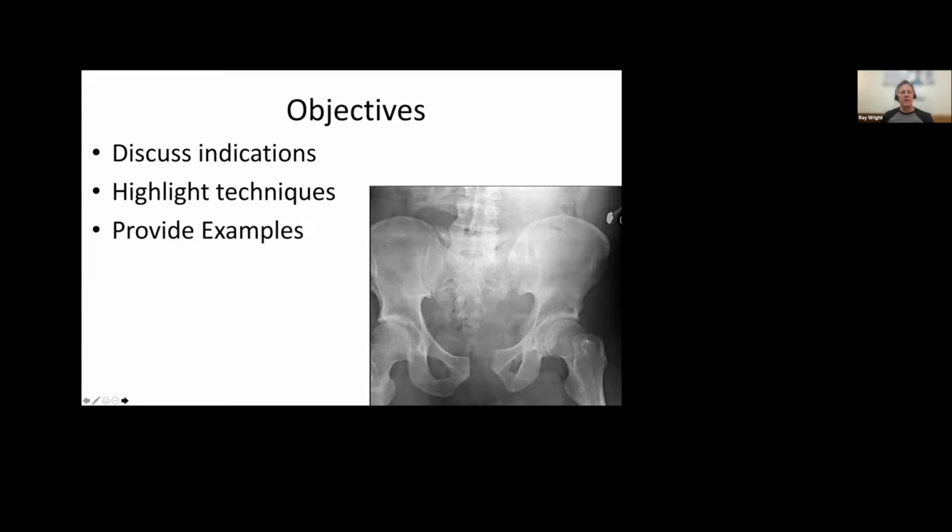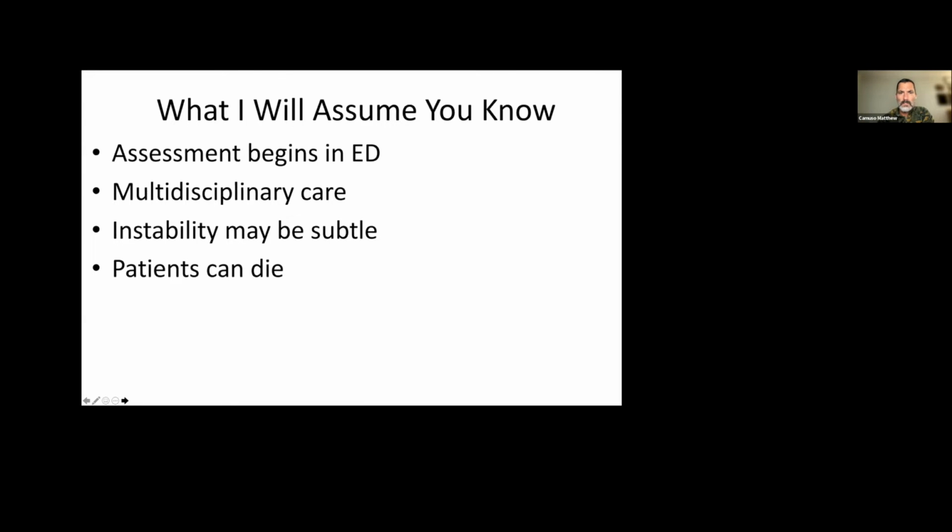It's an awful broad brush that we're painting with. So really what I want to talk to you about is we'll discuss indications very broadly on when to operate and maybe even as importantly, when not to operate, and highlight just a couple of techniques that are some of my favorites that can be used acutely in resuscitative arenas or as definitive care, and we'll provide just a couple of different examples.